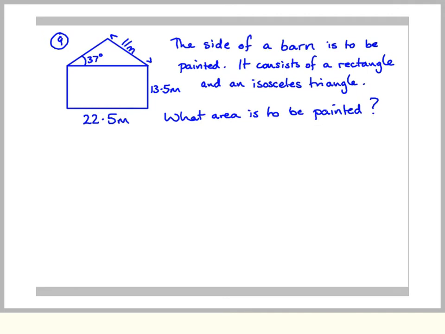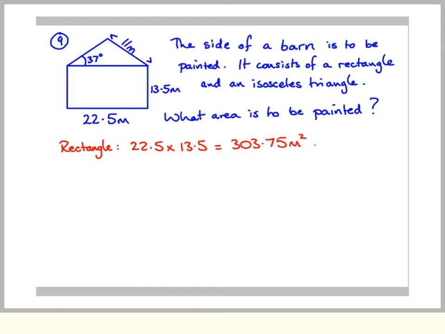Right, you have a composite shape and you want the area of the whole thing. Okay, so you've got your rectangle and you've got your triangle. Now it tells you it's an isosceles triangle. Okay, so the first thing to do is work out the rectangle. That's fairly straightforward, or at least it should be. 22.5 times 13.5. There's the answer for your rectangle.